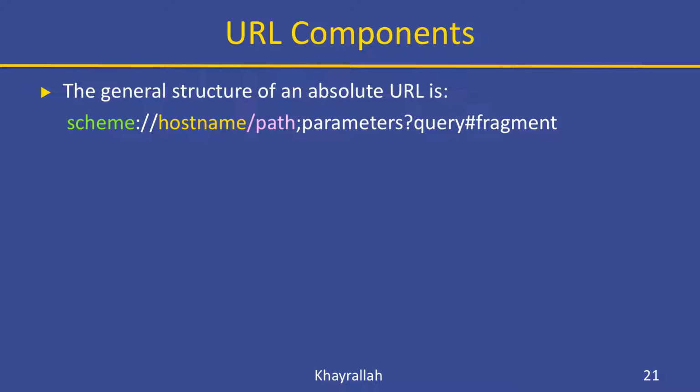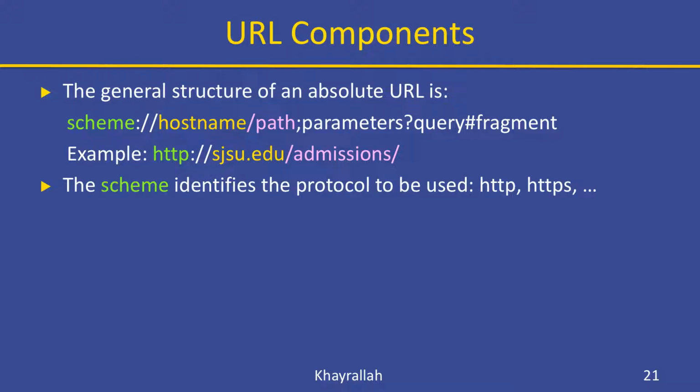So the general structure of an absolute URL is scheme, followed by the host name, followed by the path. We have optional parameters, a query, and possibly a fragment. So here's an example. The scheme identifies the protocol to be used. The scheme in our example is HTTP.